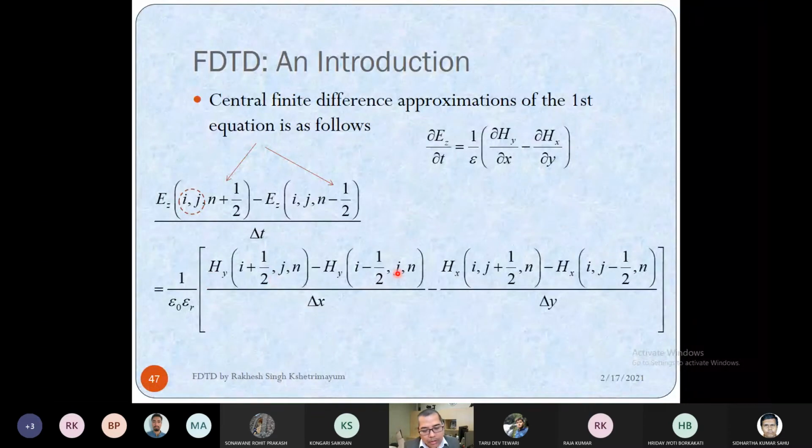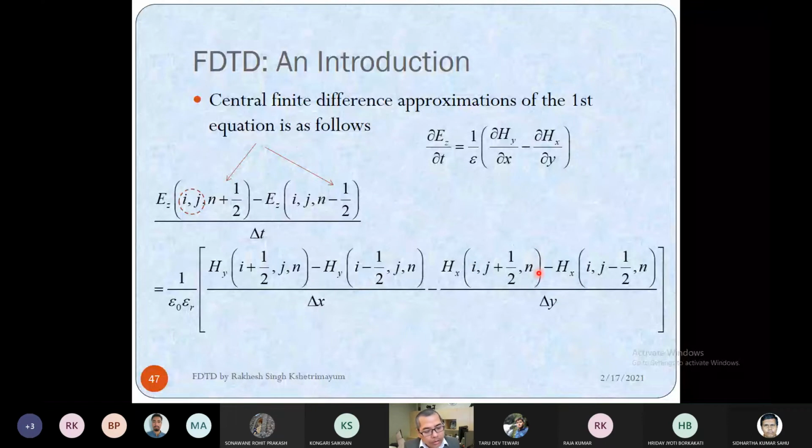You are doing partial derivative of x with respect to y, so x, then x and corresponding running variable is i here, so x, i, partial derivative with respect to y, so j plus half, j minus half. Time would be integer time step n here.